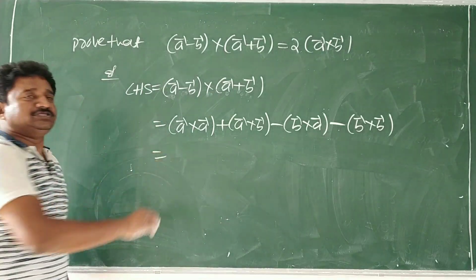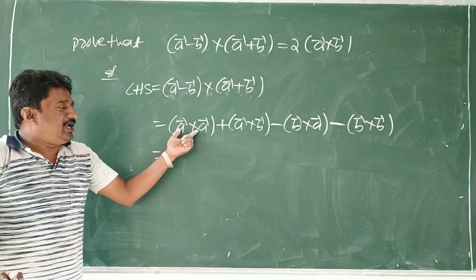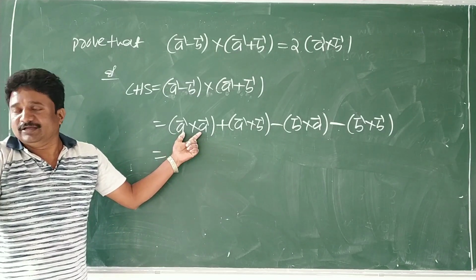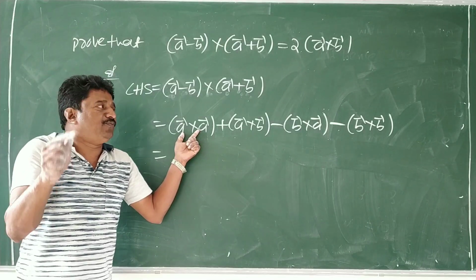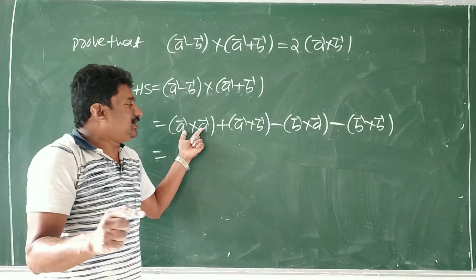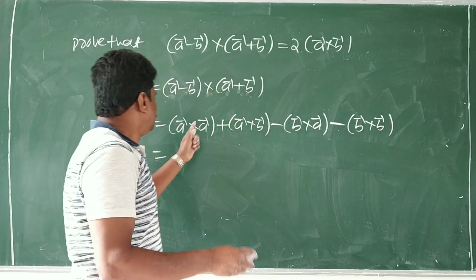In the properties you have seen that A cross A is equal to the zero vector. The cross product of two identical vectors is 0. A cross A is the zero vector, and B cross B is also the zero vector.